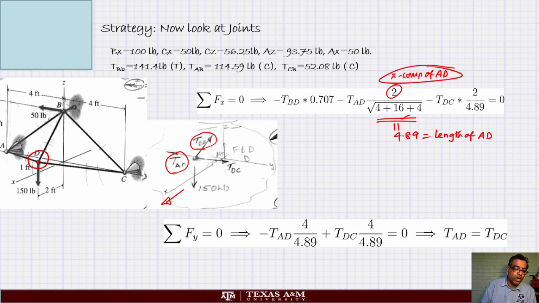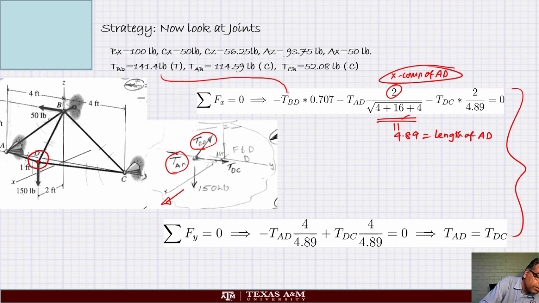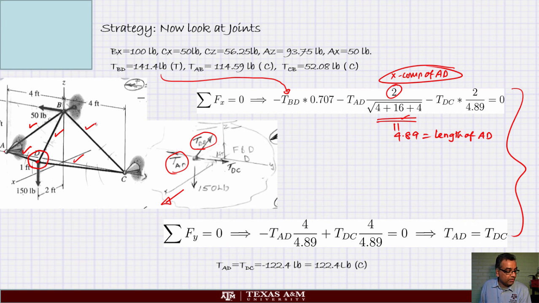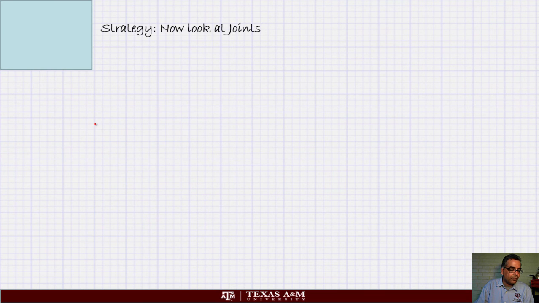You do the same thing for y, and you can solve these two equations simultaneously because you know TBD from here. And you can solve these two equations, and you got two more bars. So you got this bar and this bar. We already know this bar. We already knew this bar. We already know that bar. All the bars are done. We have to finish up with the remaining joints. Next one.